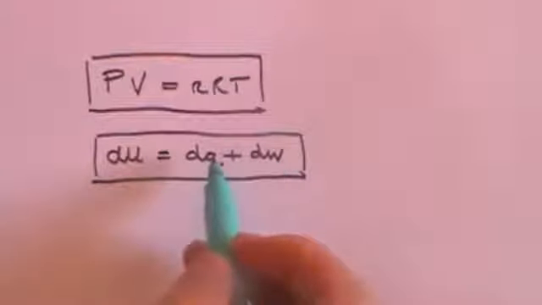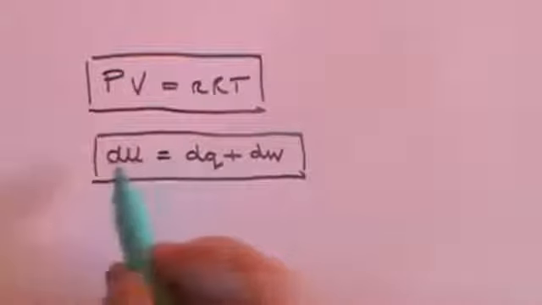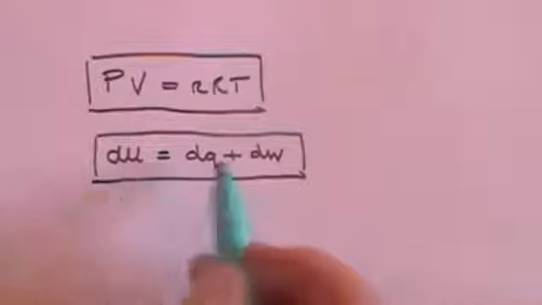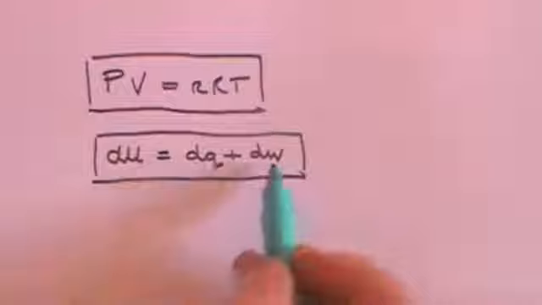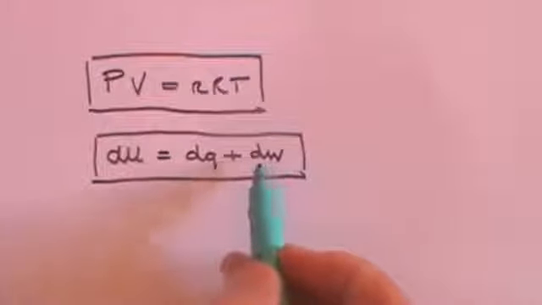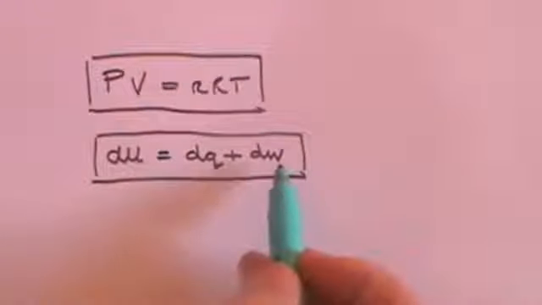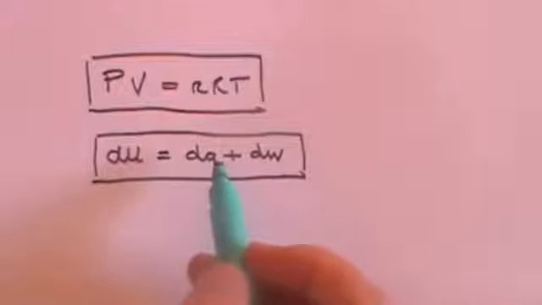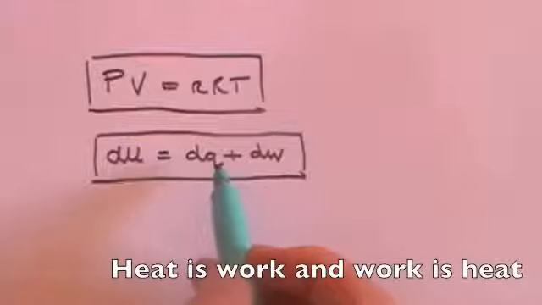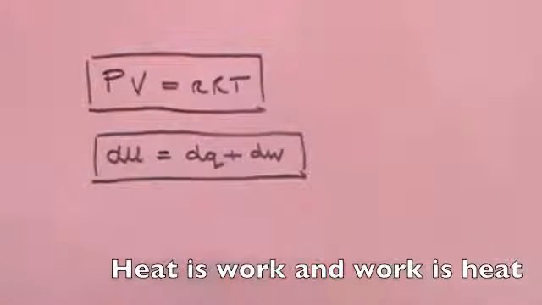And what this shows is that this is a measure of energy, this is a measure of heat, and this is a measure of work. And so heat is the same as work, work is the same as heat. And that's one way of expressing the first law of thermodynamics. Heat is work and work is heat.